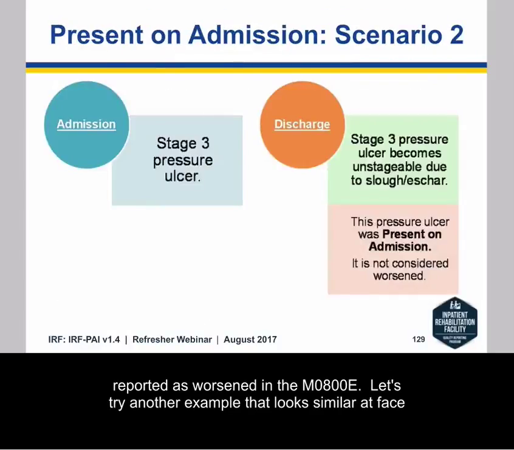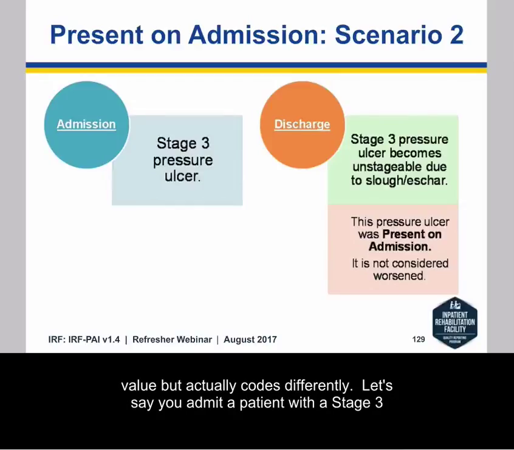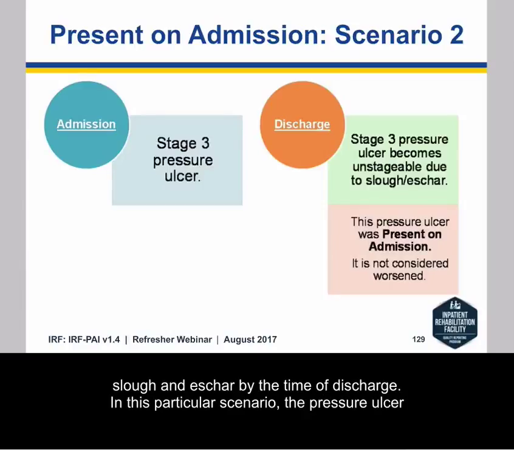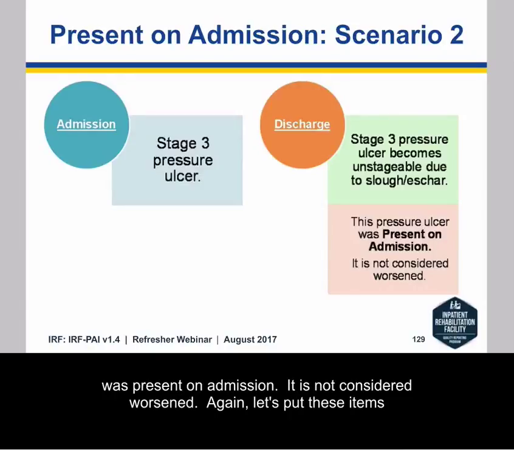Let's try another, what looks on face value a similar example, but it actually codes out differently. So say you admit a patient with a stage 3 pressure ulcer. That same stage 3 pressure ulcer also becomes unstageable due to slough and eschar by the time of discharge. In this particular scenario, the pressure ulcer was present on admission. It is not considered worsened.